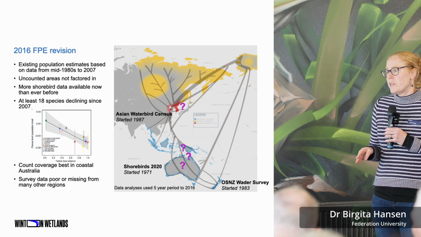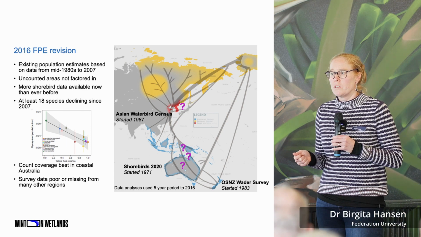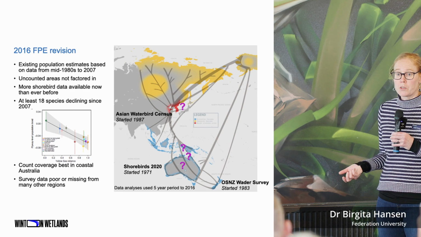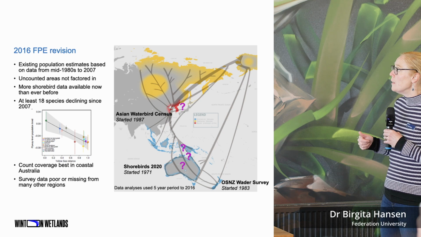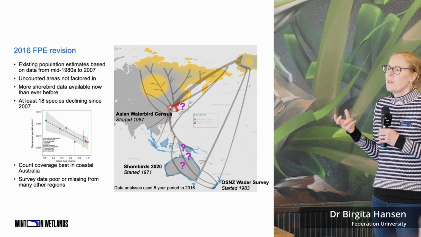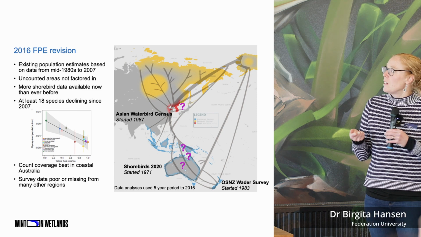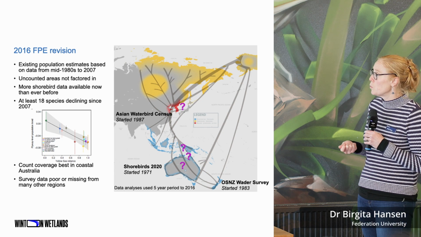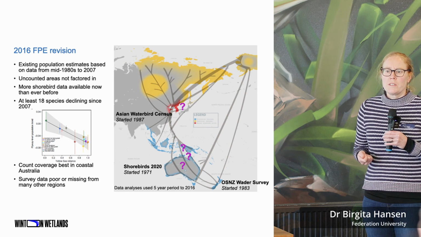And since those estimates were done, we've had a massive increase in the amount of data that's available to do this. And that's just been through the Shorebirds 2020 program, which was the previous iteration of the National Shorebird Monitoring Program. That had a huge amount of engagement activity that went with it. We had more people collecting data, and we've just got much greater volumes of data now than we had available to those earlier estimates. And at the same time, we had a whole bunch of species declining.